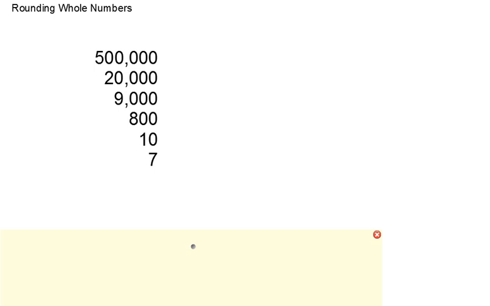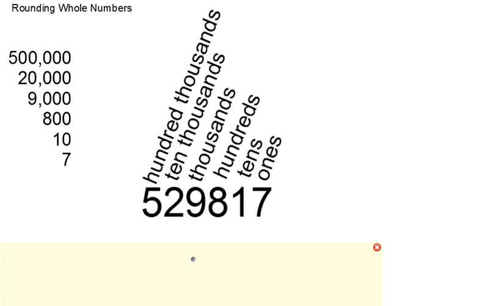Starting at the top, 500,000. The next one, 20,000. Next one, 9,000, 800, 10, and 7. Now I suspect it got easier toward the bottom. Now, when we put all these pieces together, if we added them all up, we would get this number here.